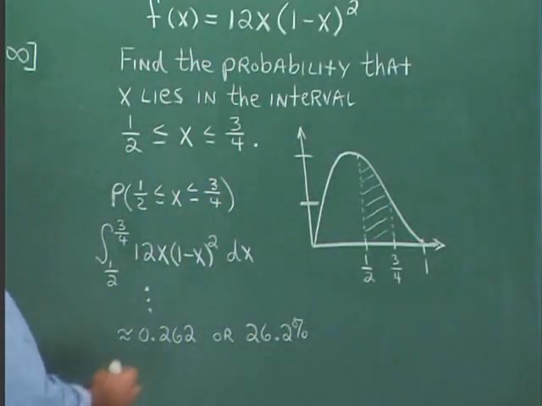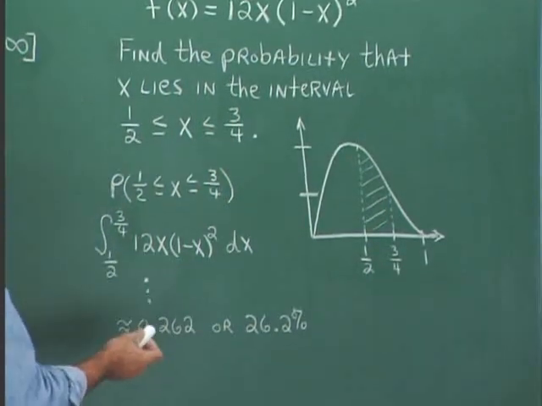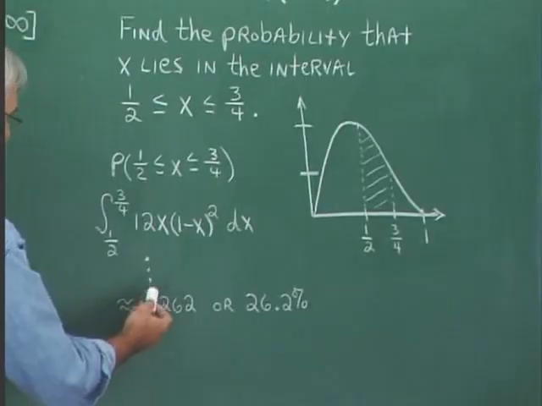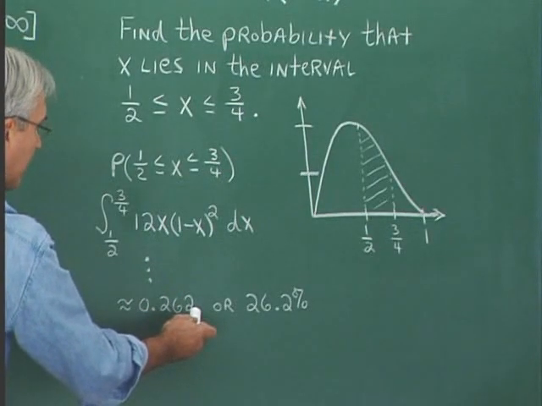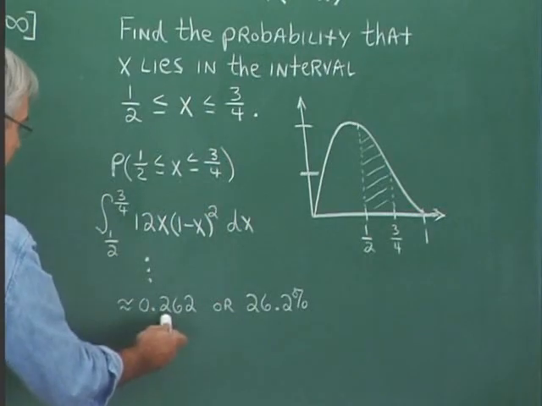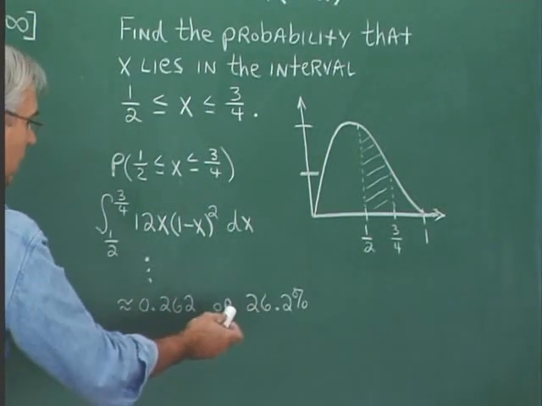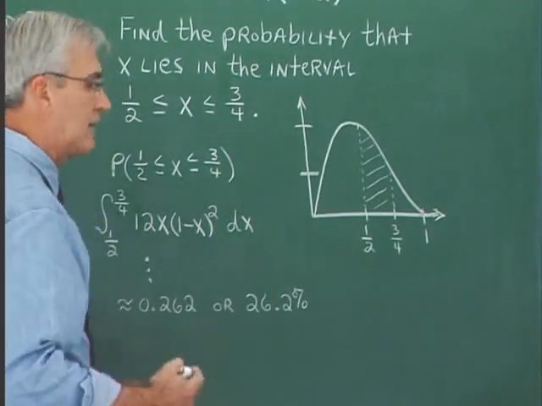So at any rate, we go through this process, and we've been through it enough times before that I'm not going to belabor this, but we find the value to be 0.262. So the probability that x falls within that interval is 0.262, or 26.2%.